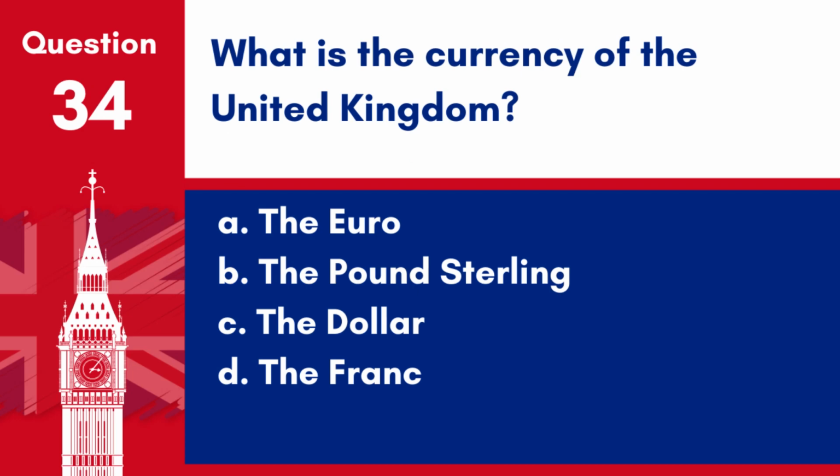Question 34. What is the currency of the United Kingdom? A. The euro, B. the pound sterling, C. the dollar, D. the franc. Answer: B. the pound sterling. The currency of the United Kingdom is the pound sterling.